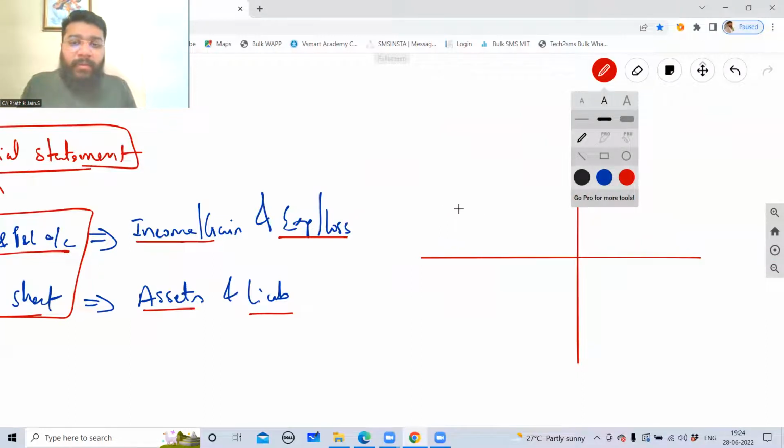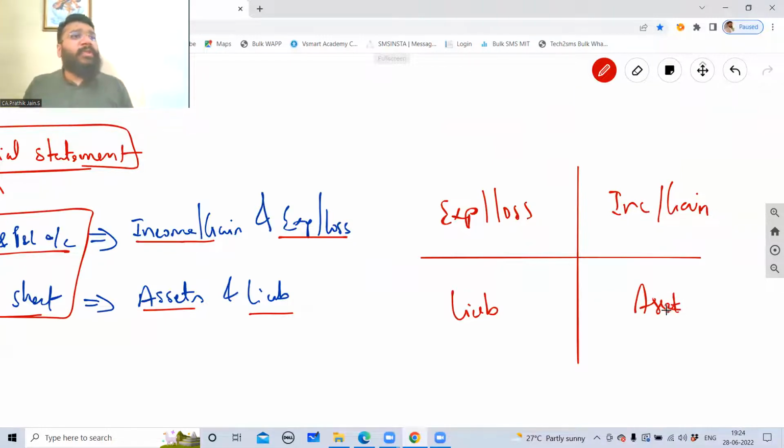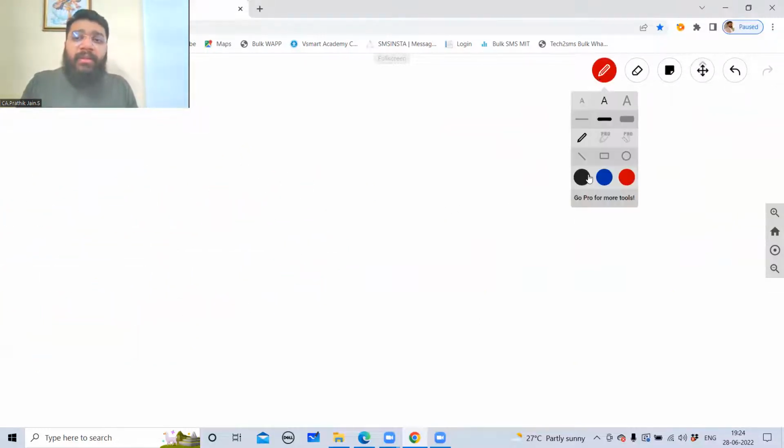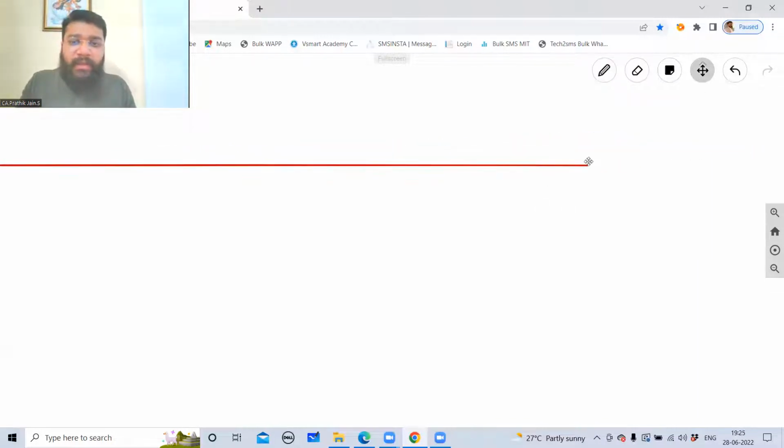So the first is trading P&L. So this is expense or loss, income or gain. Here it is liabilities and assets. So any account you take, any transaction you take, you will be able to successfully classify in any one of these four categories. Are you able to follow? Now, based on this, the rule has been drafted, which is the traditional approach. Traditional approach says that we are giving three different names.